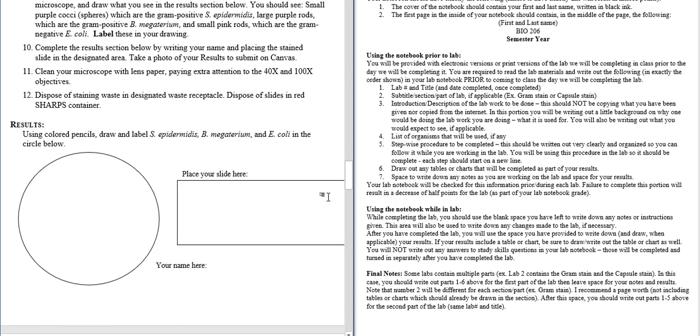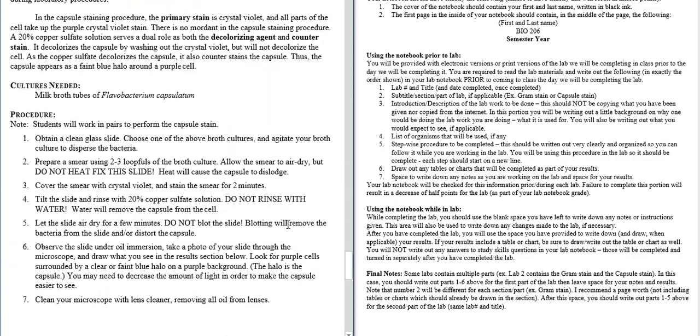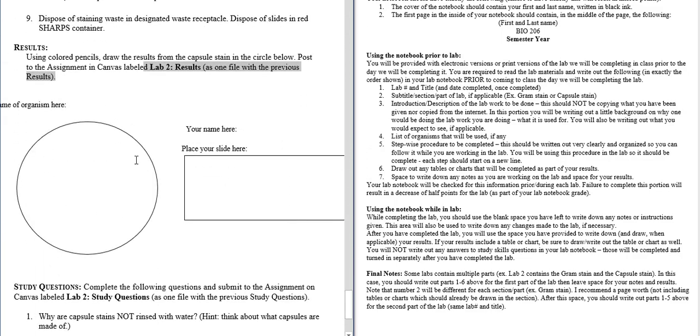In the lab, you will do all of these things, and then you will take a picture of this. Then you will do the capsule stain. In the capsule stain, you will do this using colored pencils, draw what it looks like, and then put your slide here, and then you will take a picture of this. Now you have 2 pictures. You need to take those 2 pictures, put them together in a Word document or PDF, and submit them to your Lab 2 results assignment.